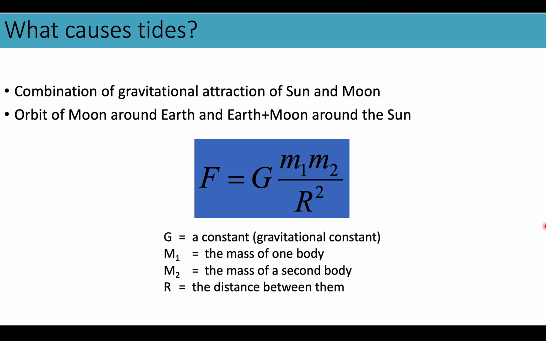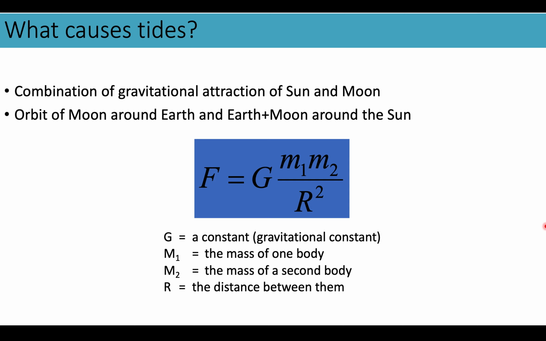So first, what causes tides? Tides are due to a combination of the gravitational pull or attraction of both the sun and the moon. So it's not just the moon that causes our tides, it's also the sun. The sun also exerts a gravitational force on the Earth.